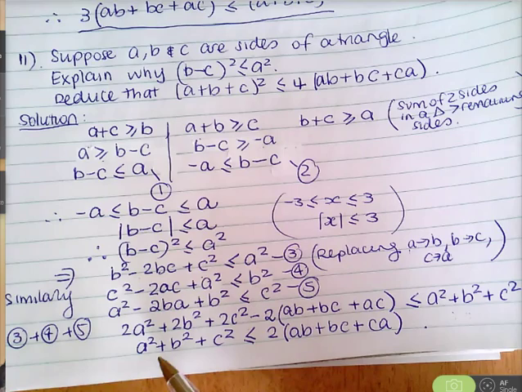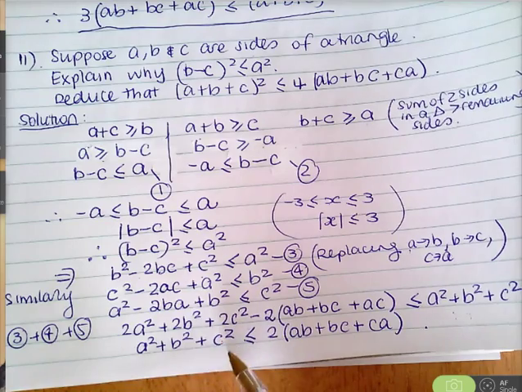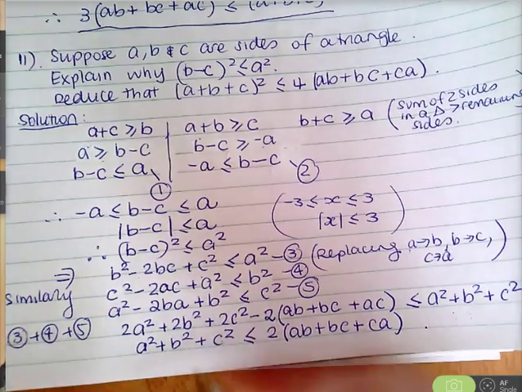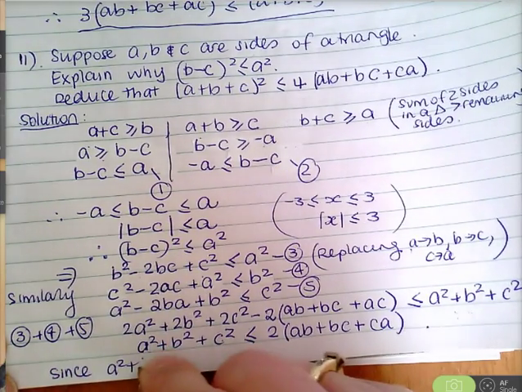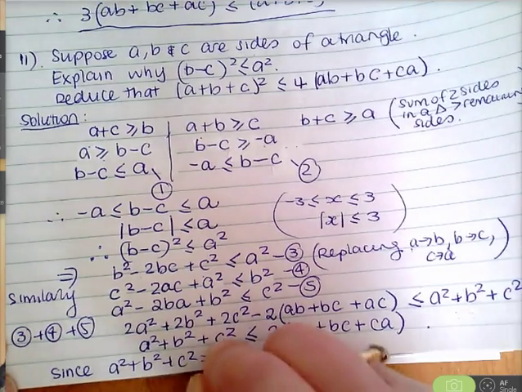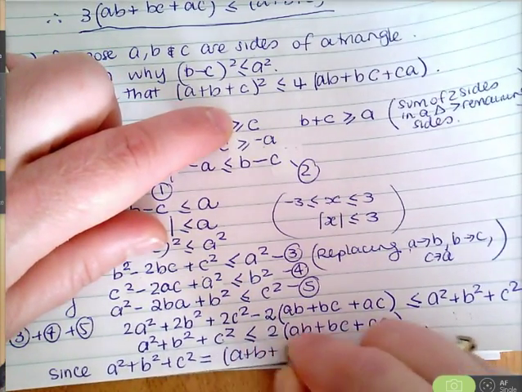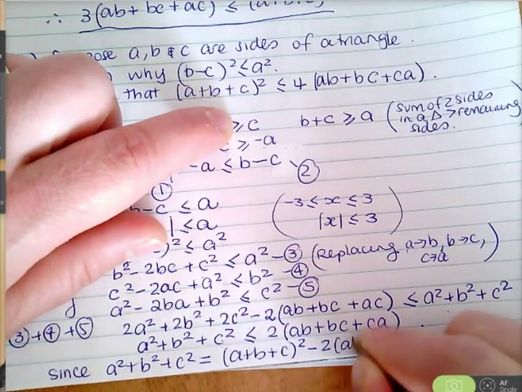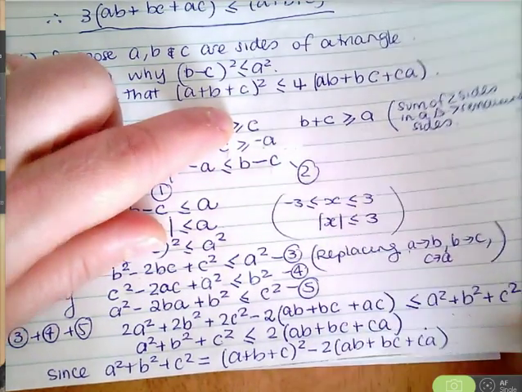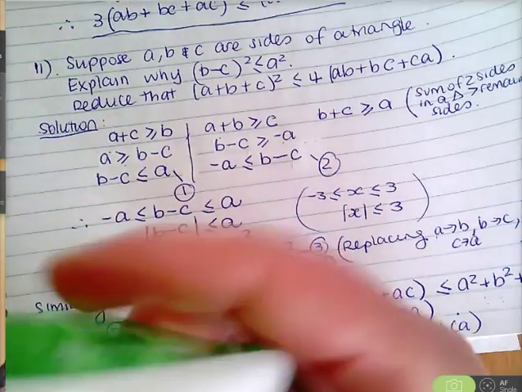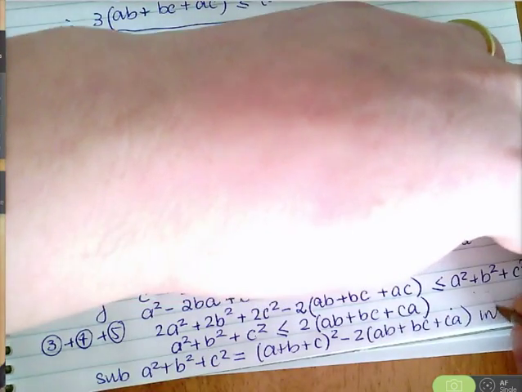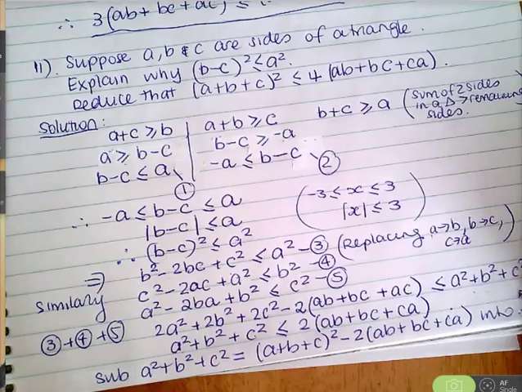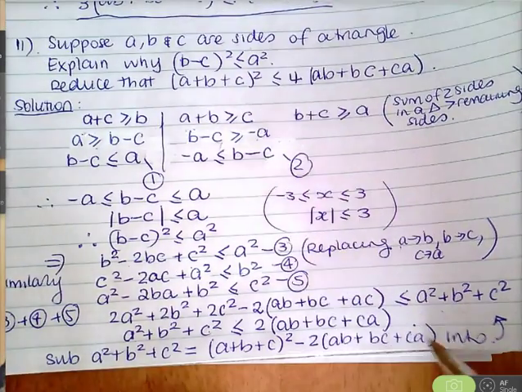Now, we'll need to do the substitution that we did earlier, that A squared plus B squared plus C squared is equal to A plus B plus C squared minus 2 lots of AB plus BC plus CA. So we're going to substitute that into the above expression.